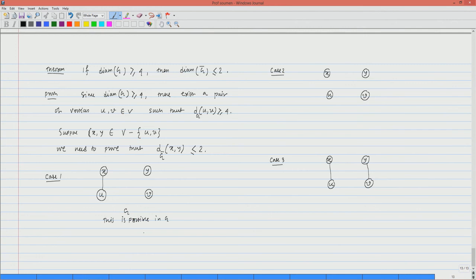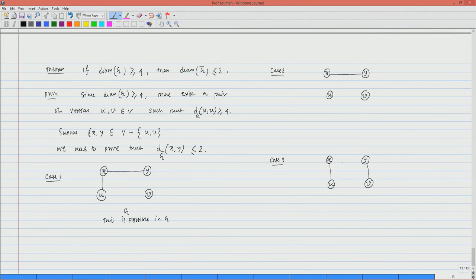G. Now, what else we can assume is that x and y are also adjacent in G. Otherwise, if they are not adjacent in G, they will be adjacent in G complement, and then there will be a path of length 1 between x and y. But what we are trying to prove is that the distance between x and y is less than or equal to 2. So, in case 1, I will assume that x and y are adjacent. In case 2 also, I will assume that x and y are adjacent.